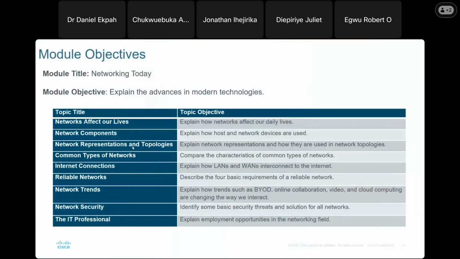In this module, we'll be talking about how networks affect our lives, network components, different network representations and topologies, common types of networks, internet connection, and what a reliable network is. We'll know some network trends, which is BYOD, bring your own device. We'll also touch the surface of network security and look at a few things about the IT professional. And at the end, we'll see a list of certifications that are connected with this course.